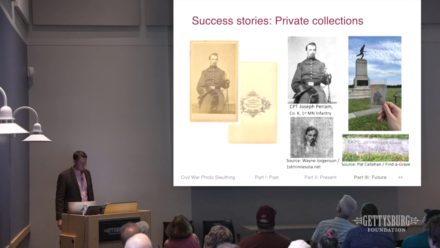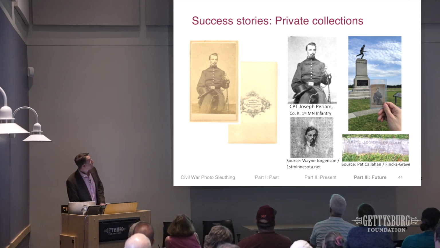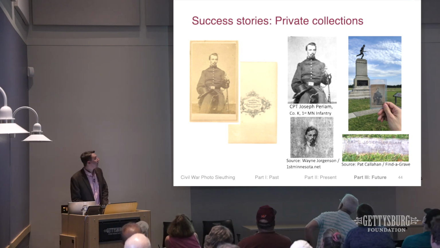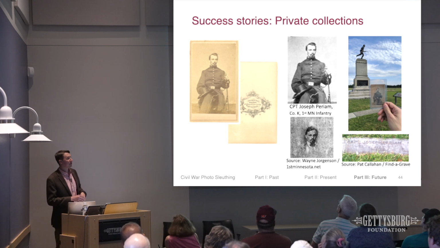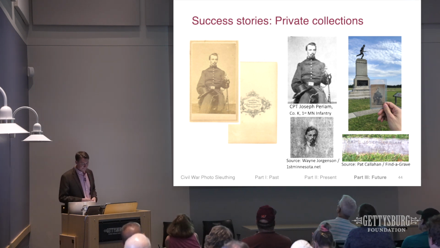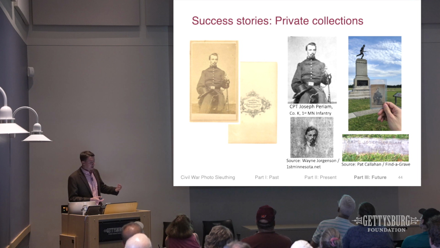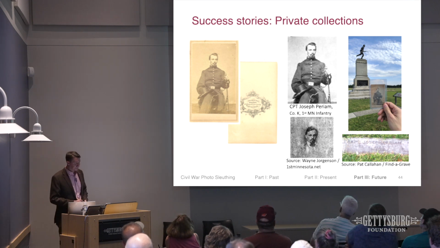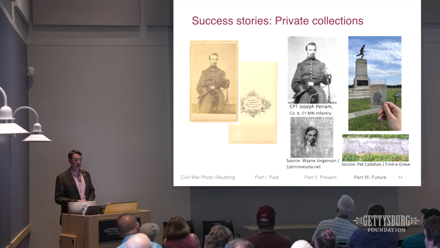Another example, this soldier, even harder to identify. Generic Union line officer, Washington, D.C. backmark. One of the hardest ones to figure out, almost as good as having nothing, because so many folks pass through there. However, thanks to computer vision AI, we're able to find an exact match from images from Wayne Jorgensen, the scholar of the 1st Minnesota.